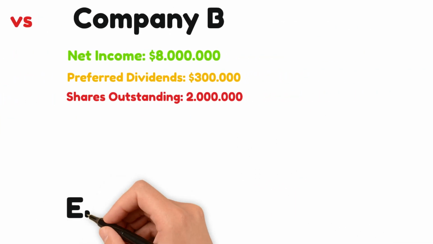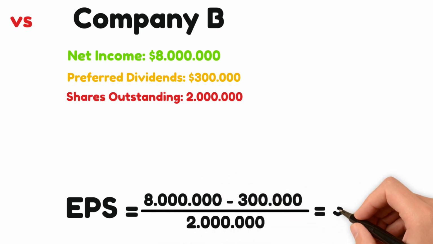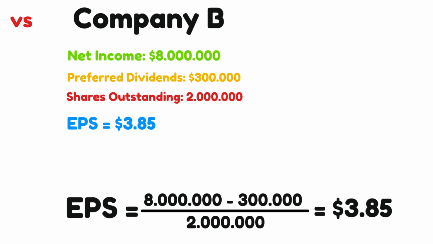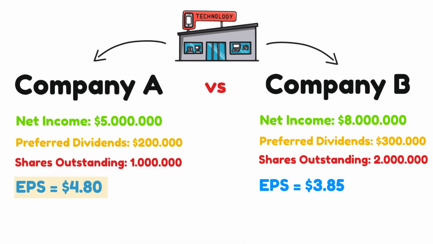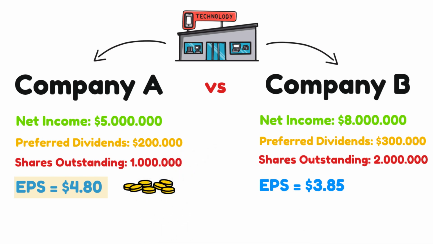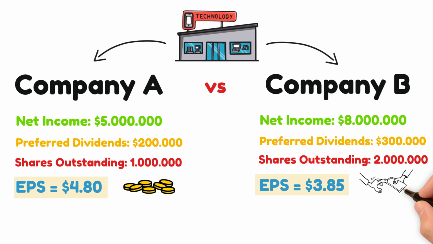Now let's calculate the EPS for Company B using the same formula. And Company B has an EPS of $3.85. Company A has earned $4.80 for each of its 1 million shares after paying preferred dividends. Company B has earned $3.85 for each of its 2 million shares after paying preferred dividends.